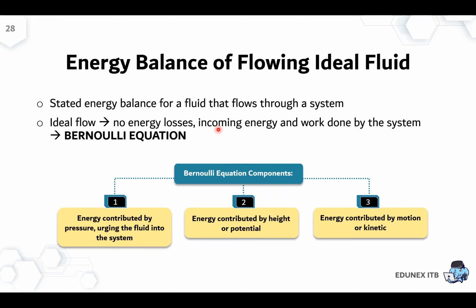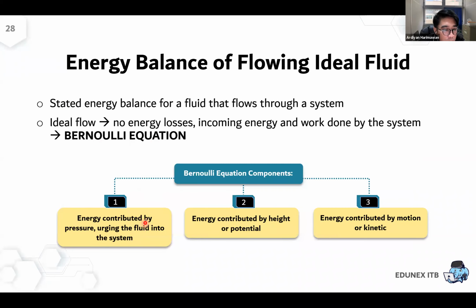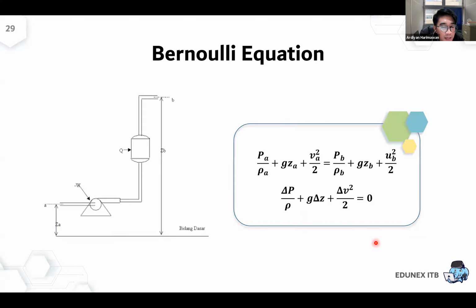The assumption is that the flow is very ideal. It means there is no energy loss, so the flow can be considered isothermal. So you will not have the change of internal energy for the Bernoulli equation. In the Bernoulli equation, it is only comprised of three types of energy, which are pressure energy, potential energy, and kinetic energy. So this is the general term.